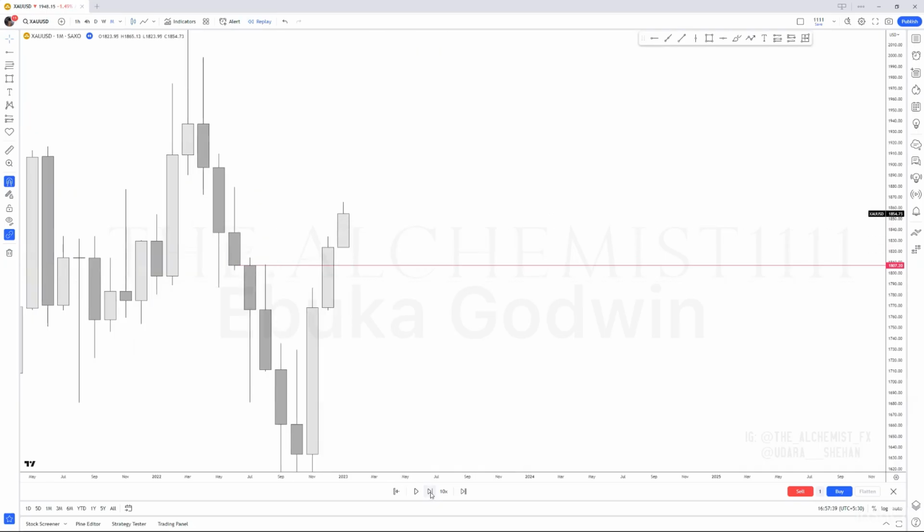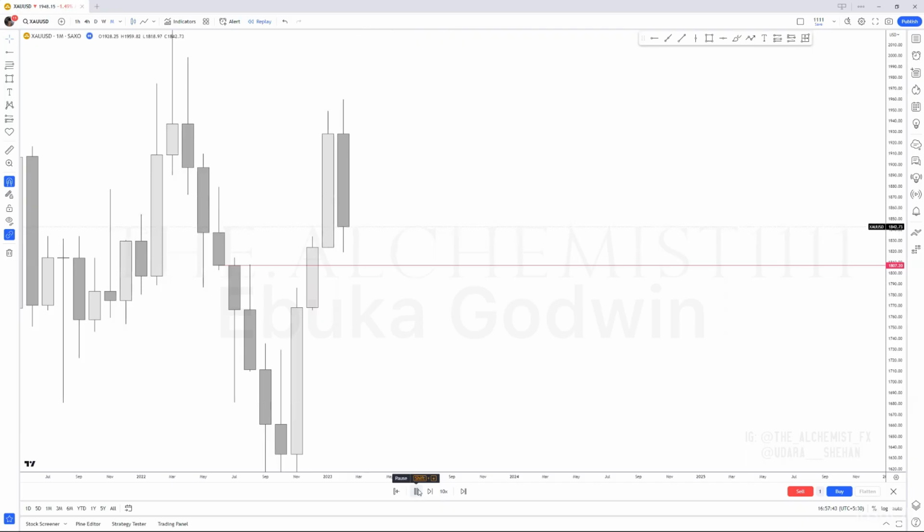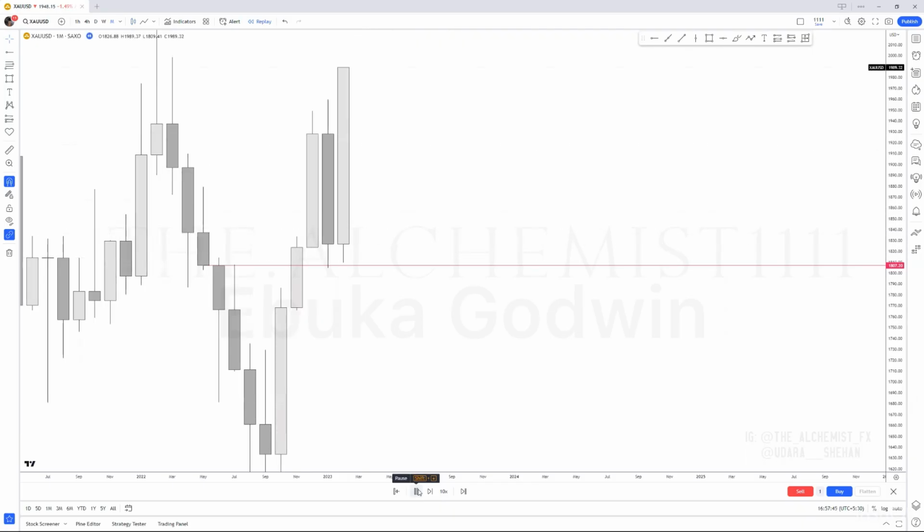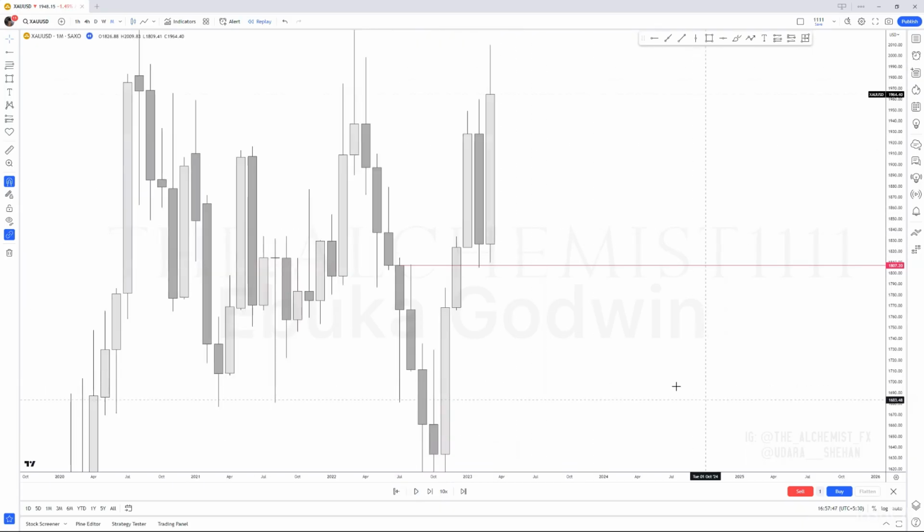So let's see. Oh, I'll have to play 30 candles, I think. Let's see. There it comes. Can you see that? Why did I tell you these types of zones are good zones? Because once it was used as a resistance, it's broken, then it got used as a support.